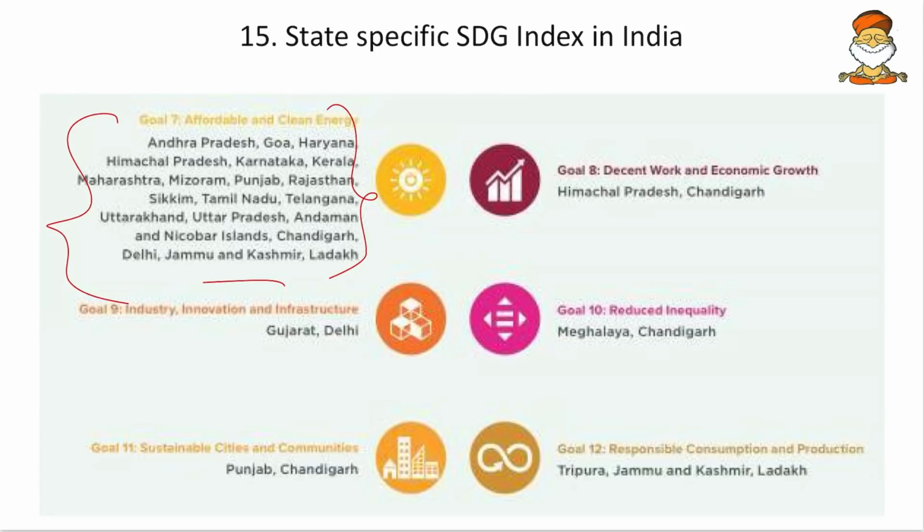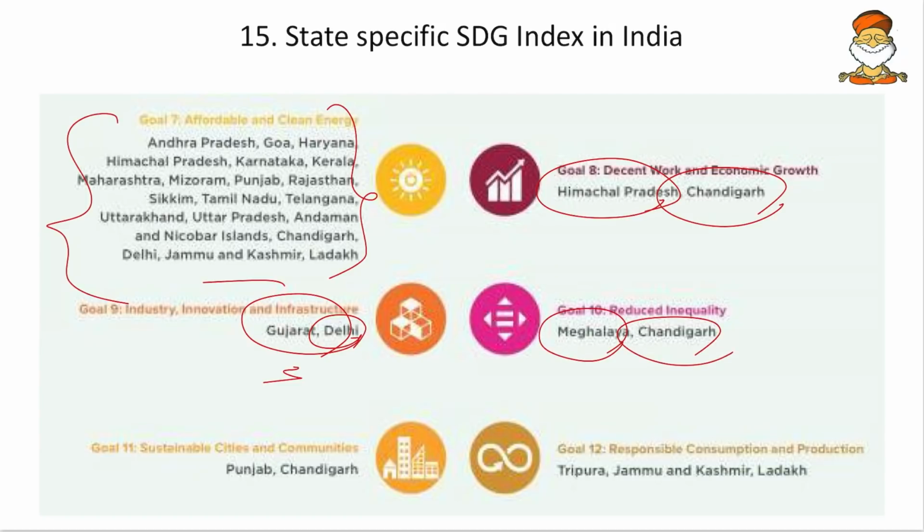And then we have decent work and economic growth. So Himachal Pradesh and Chandigarh again. And then we have industry, innovation and infrastructure. Whenever industry comes, Gujarat comes first, and then Delhi also. Then reducing inequality, Meghalaya and Chandigarh. And then sustainable cities, here Punjab and Chandigarh. We know that Chandigarh is also a very clean city. And then responsible consumption and production, Tripura, Jammu Kashmir and Ladakh. Here the production is mostly from the tribal, so they are not so environmentally harmful.